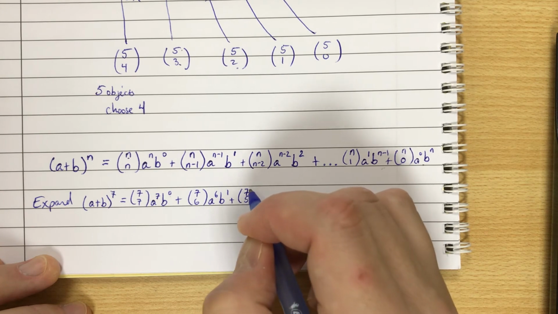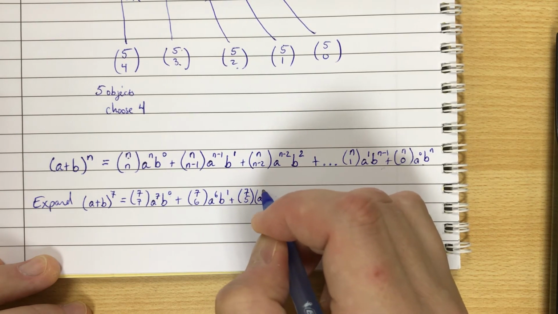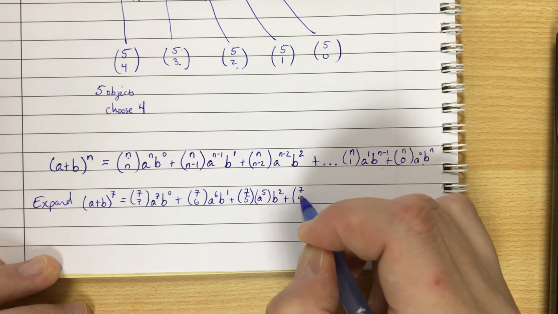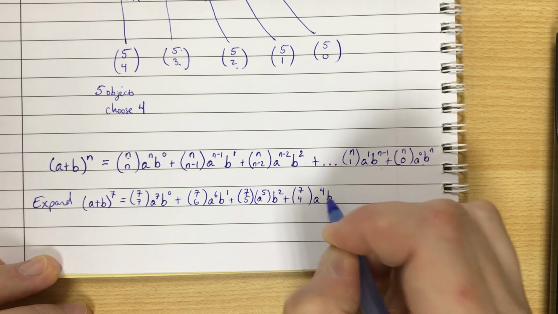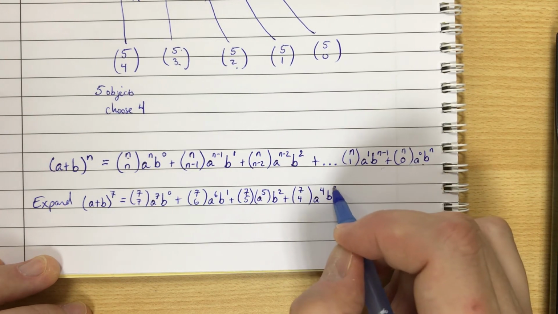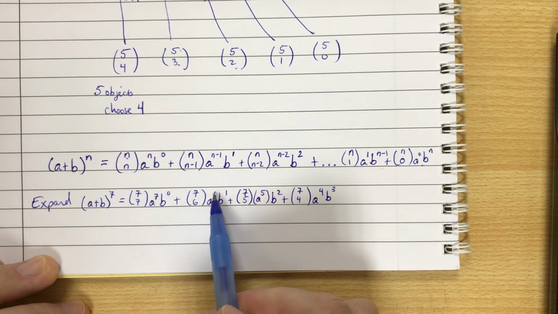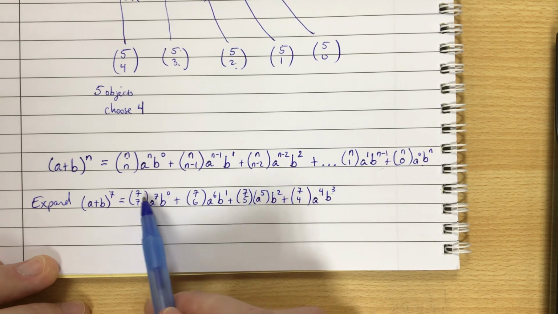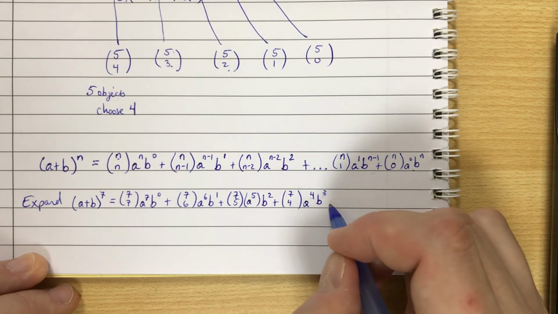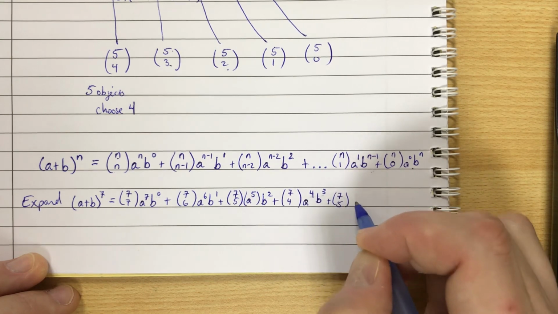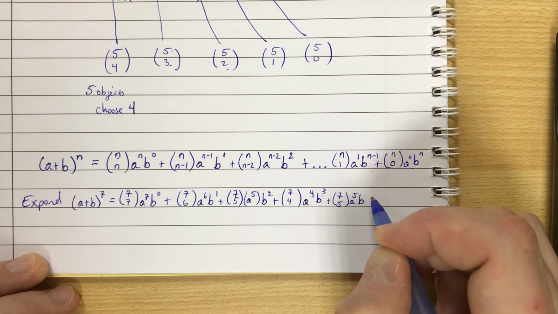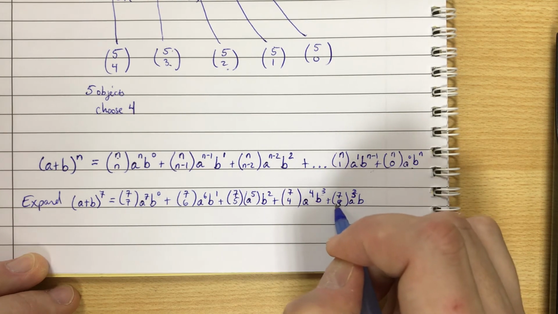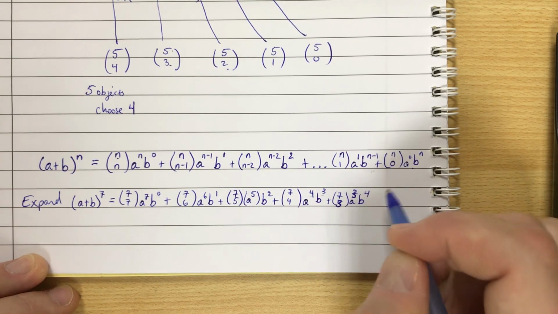Plus 7 choose 5, a to the 5th, b squared, plus 7 choose 4, a to the 4th, b to the whatever's left over, 7 minus 4 is 3. And notice that these exponents add up to 7, which is what the overall n value is. Plus 7 choose 3, sorry, I'm going down, a to the 3rd, b to the 4th.